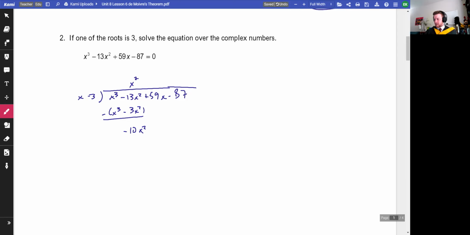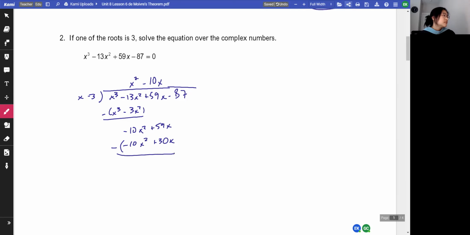All right, we're at minus 10. Let's see, we want to do a minus 10x there. We're going to get our minus 10x squared. Bring down that 59. And then negative 10, that's going to be positive 30x. We're subtracting these, so we have to be careful here. This is when the signs get all out of whack. 59 minus 30, that is 29. I have a feeling we're going to get something nice here. 87.